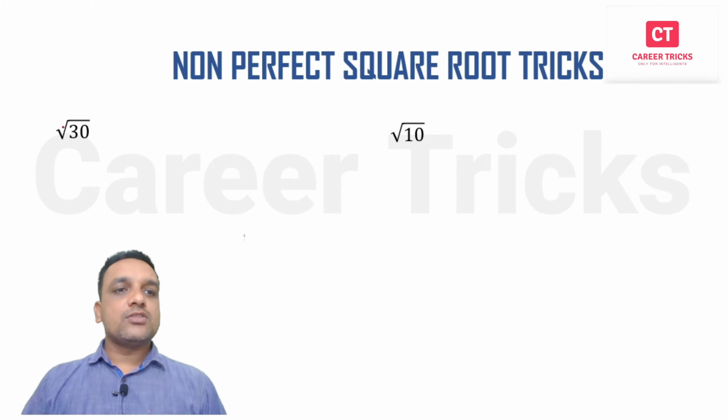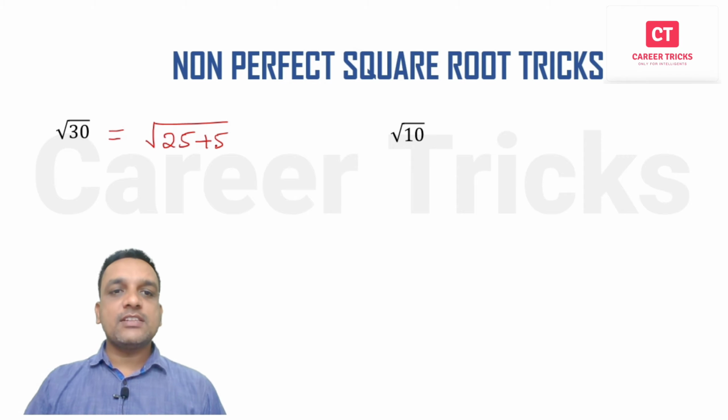Here, square root of 30 is there. I can divide that into two parts. What is the closest perfect square for 30? I can say it as 25. 25 plus 5 I will take. That 30 will be split into 25 plus 5, and I write it as the square root.